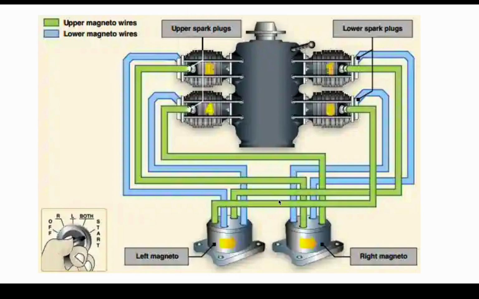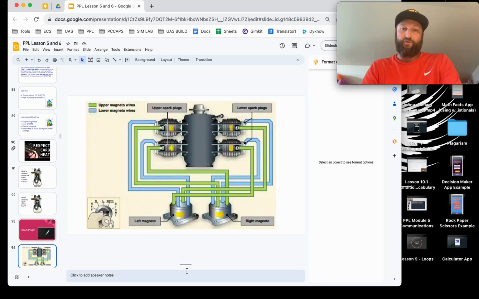We'll talk more about that in class. But you have a left and a right one. The reason why is because that way you have redundancy. If you lose your left magneto, you still have the right magneto giving sparks to the engine. Now you will lose a little bit of RPM, but you'll still have enough RPM to get somewhere. You only lose about 100, 150 RPM if you lose a magneto.